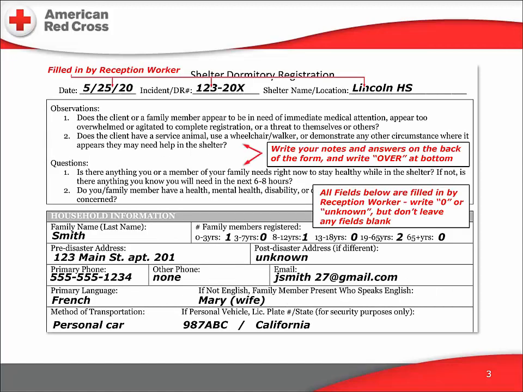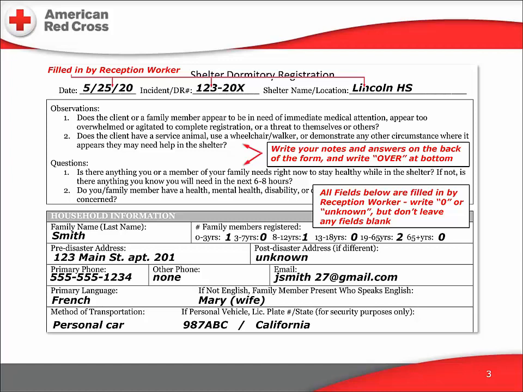This is the top half of the Shelter Client Dormitory Registration Form. The top line contains the date of registration, the disaster response number, and the name of the shelter. The reception staffer fills in this line of information.